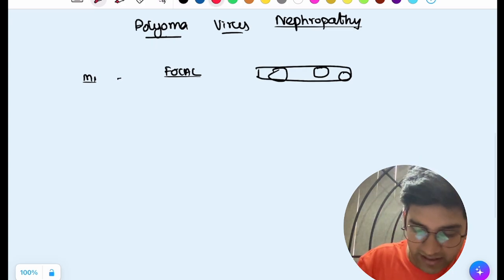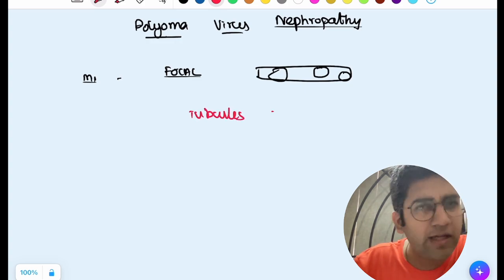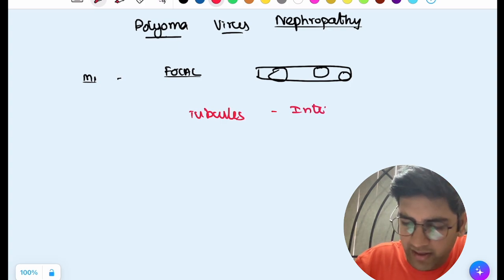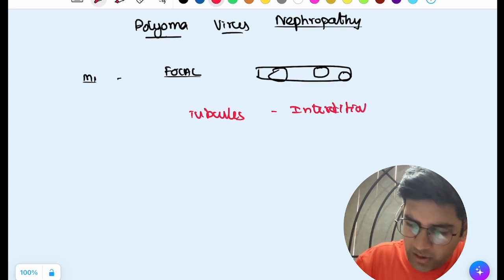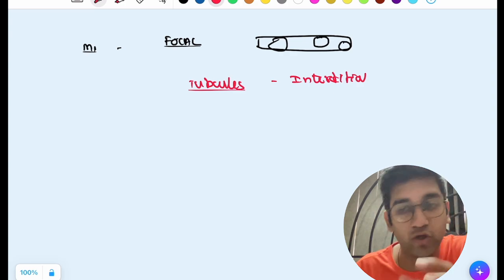Like I said at the start, it's going to involve the tubules primarily, and you'll also have a little bit of interstitial nephritis as well, right? So it's a tubulointerstitial disorder: you'll have interstitial nephritis, and it's going to primarily affect the tubules, right? So we are going to look at the tubules and at the interstitium, which is what we are going to consider in the near future, right?